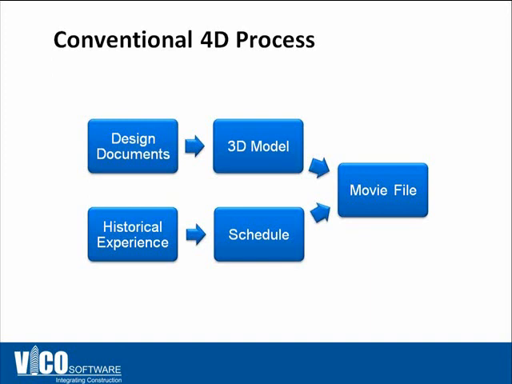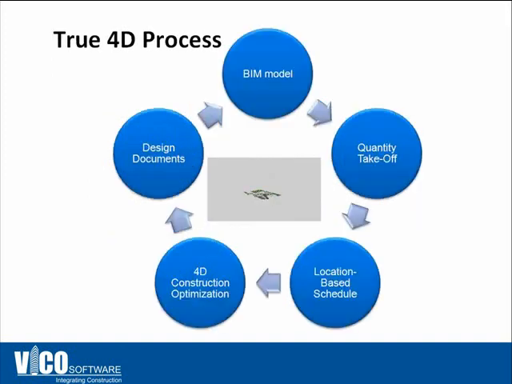So the true 4D process starts with the design documents and the BIM model, but then you go to a quantity takeoff, and from the quantity takeoff you generate your location-based schedule and then create the 4D construction optimization. And then that optimized 4D model looks exactly the same as you would have in a movie, but the difference is that you have actual location, quantity, resource information, and production rate information behind it.